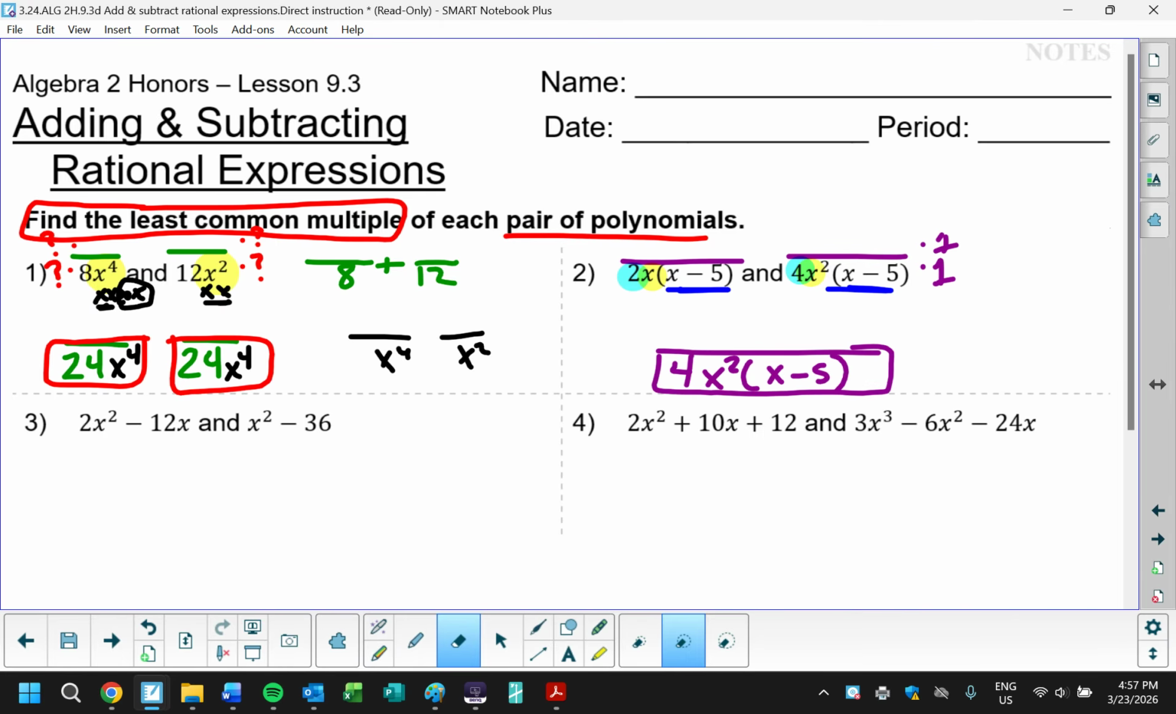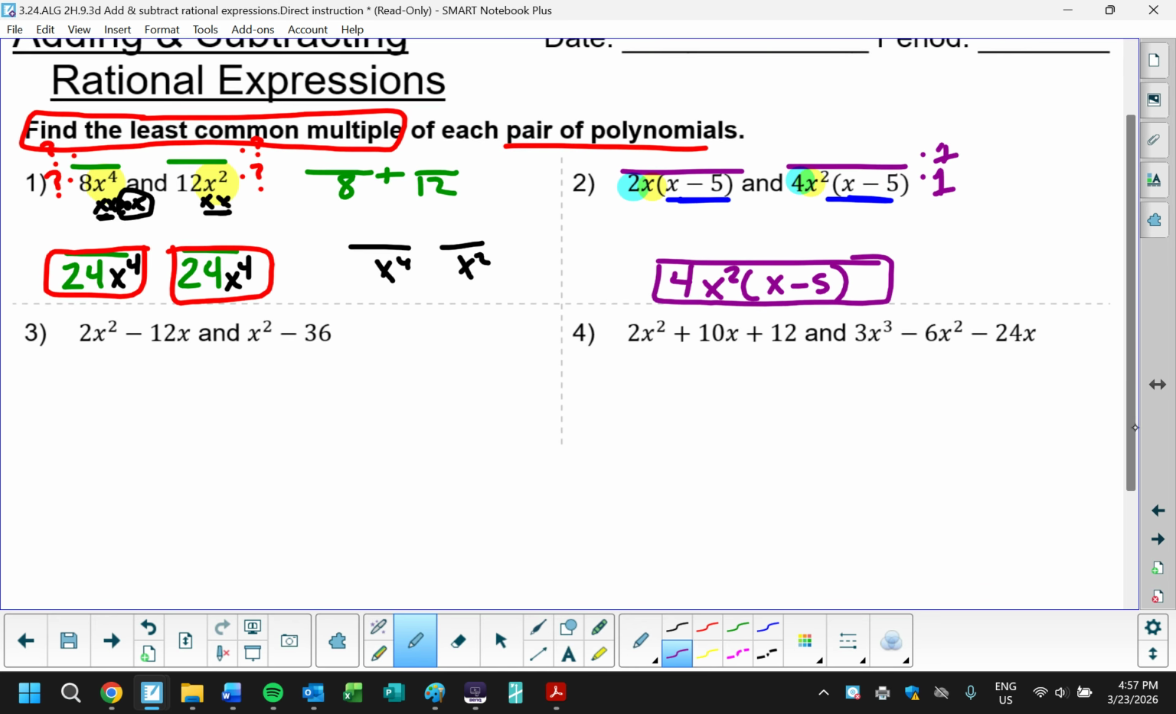All right, now can I ask you to pause? I want you to factor all of number 3 and 4 out, and then come on back when you're ready.